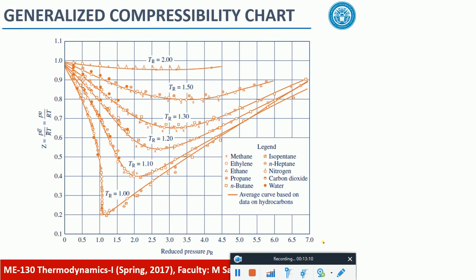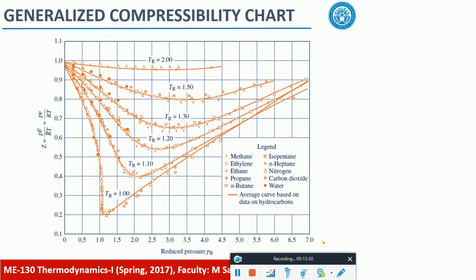The only thing you should remember is that those property tables are applicable to both liquids and gases, but those compressibility charts are only applicable to ideal gases. Please remember this thing.